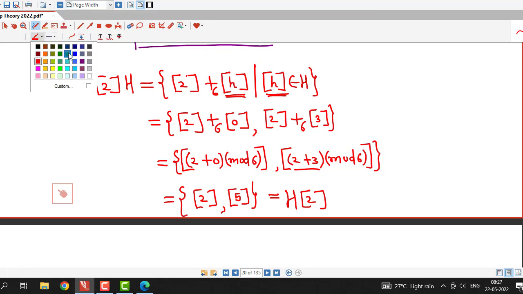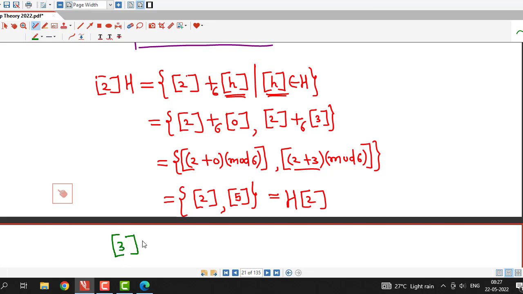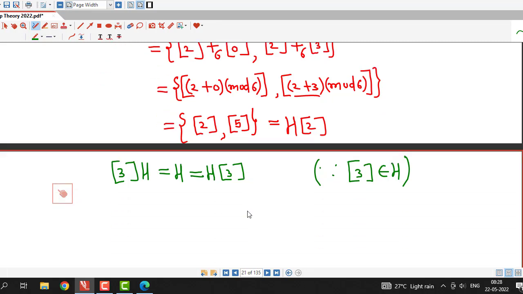Now the next element is 3, so we can see the left coset corresponding to equivalence class 3 will be equal to H, because 3 is present in the given subgroup. 3 belongs to H, so using that property we can write that the left coset corresponding to equivalence class 3 will be equal to H, and because the group is abelian, this is the right coset also.